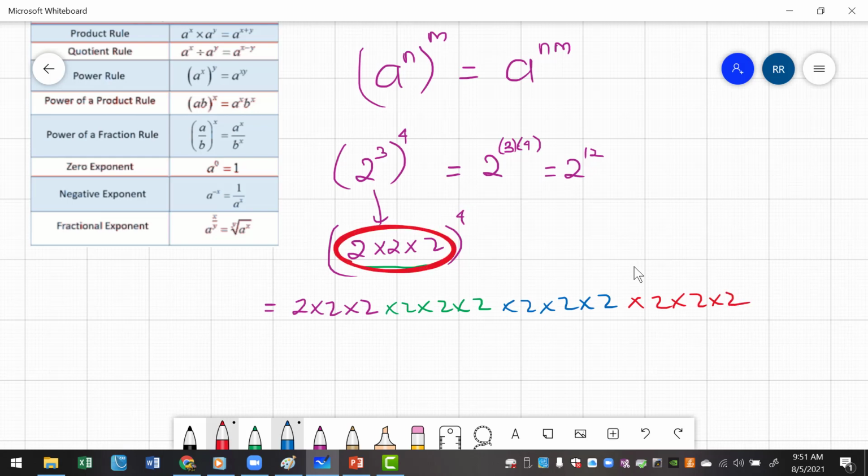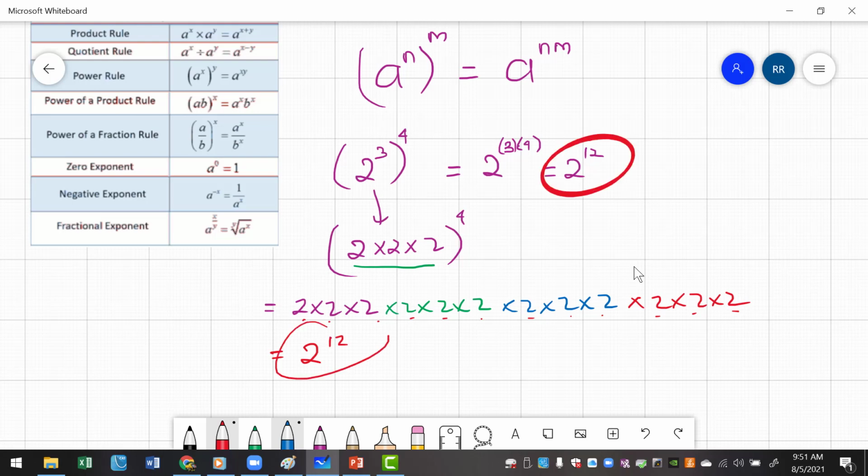4 lots of that. So using the product rule that we have discussed previously, because all of them are the same base, you can just write 2 to the power of how many 2s you're multiplying. 1, 2, 3, 4, 5, 6, 7, 8, 9, 10, 11, 12. So this is 2 to the power of 12. So it's the same as this one. Okay, so this is the illustration of why it works.